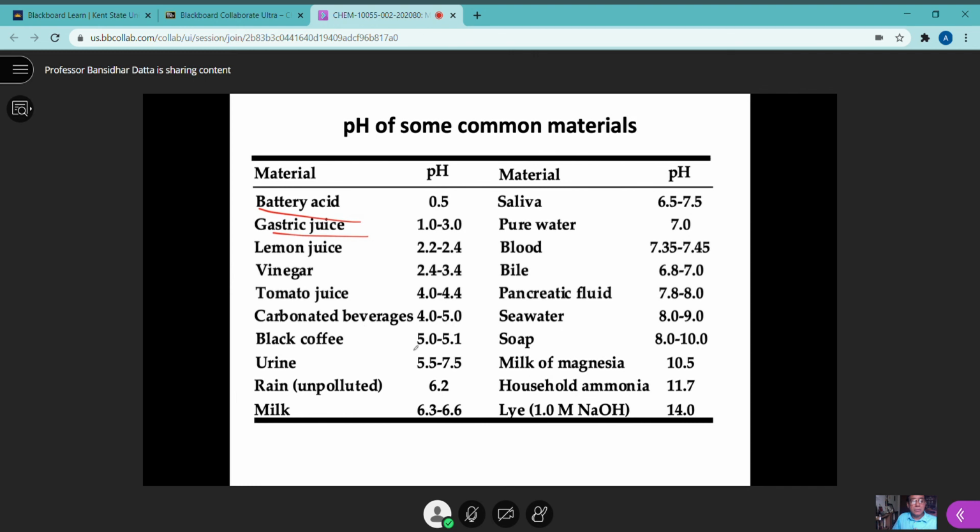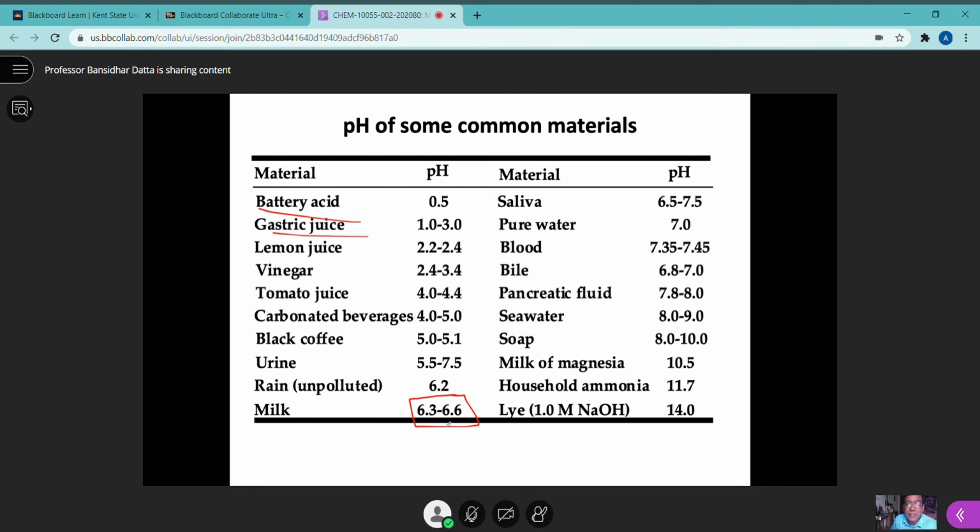Black coffee, those are all acidic, right? They're all acidic. Milk is acidic too, 6.3 to 6.6. Now, who can tell me why the milk is acidic? Can someone tell me the composition of milk? What does it have? Does anyone know? Milk has plenty of... Calcium. Lactose. Yeah, lactic acid. Yes, that's correct.